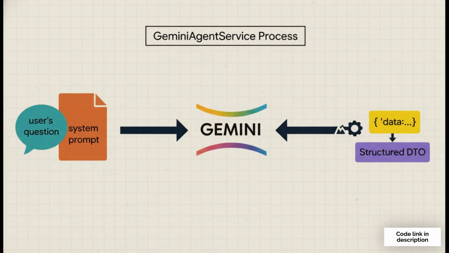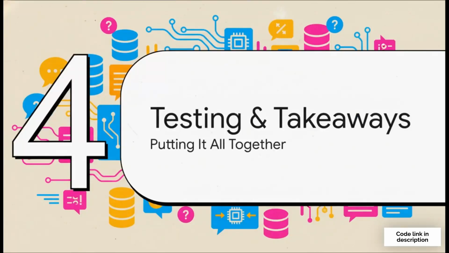So the Gemini agent service is the class that handles this whole process. It takes the user's plain English question, wraps it up inside our detailed system prompt, and then shoots it off to the Gemini API using Spring's web client. When the response comes back, it's just JSON text, so our service parses it and deserializes it directly into our filter request DTO. It's the orchestrator of the whole AI interaction. Okay, we did it. We've built all the components, the architecture is solid, the code is all in place, so now let's put it all together and see our little agent in action.